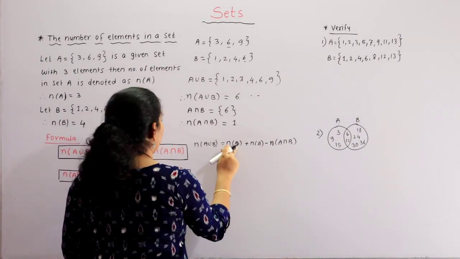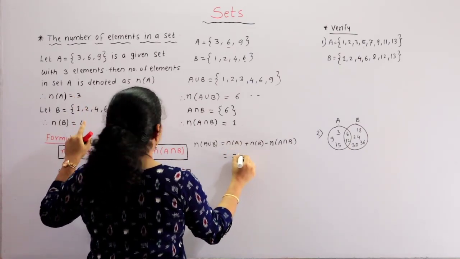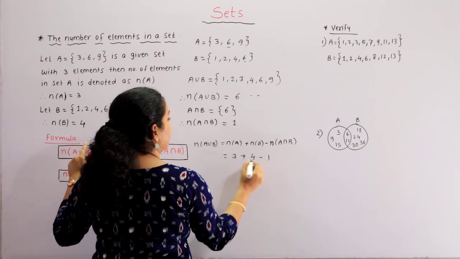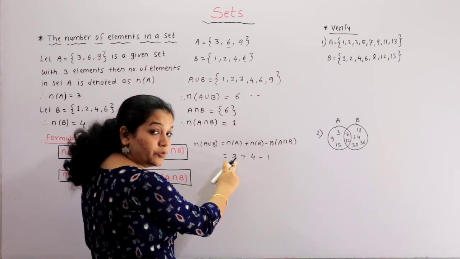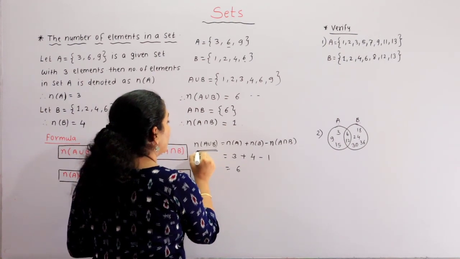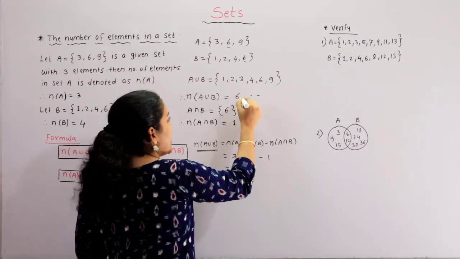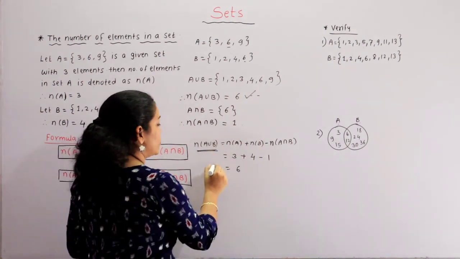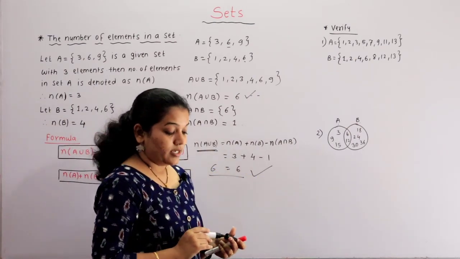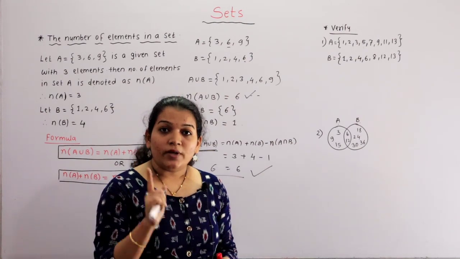So let's do n of a union b. How much? n of a is 3, n of b is 4, minus n of a intersection b is 1. So 4 plus 3, 7, minus 1 is 6. So here we are getting the same number 6, yes or no? So 6 equals 6. So the formula is verified, yes or no? So are you getting me, class?